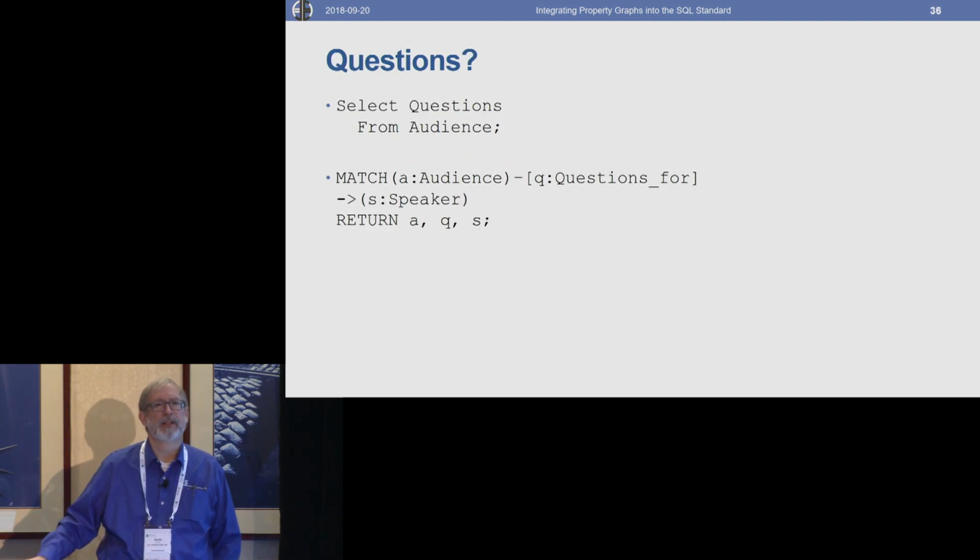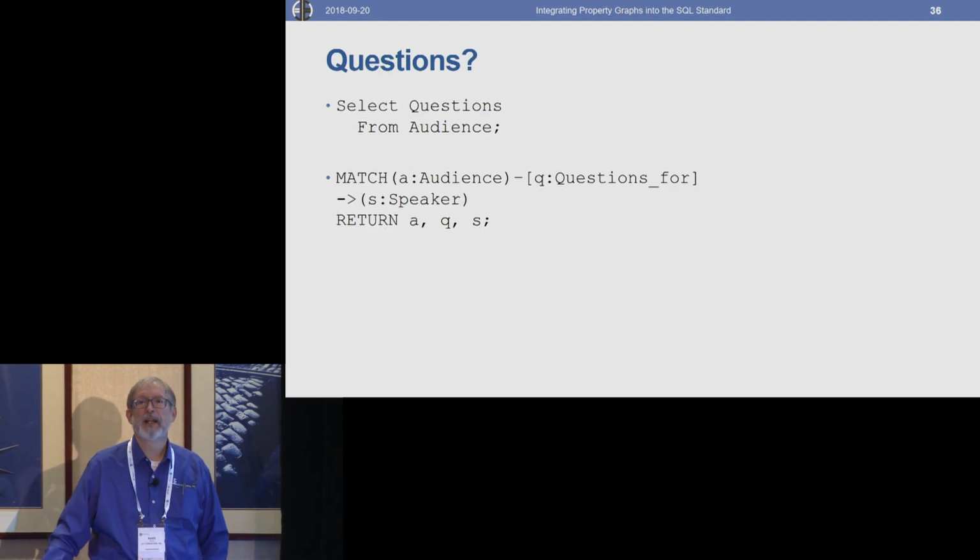Any questions? Yes? When you are implementing this graph-like query against your relational tables, is the plan to port this into a SQL query? Is it essentially like a layer above SQL, or are you somehow directly hitting the tables?